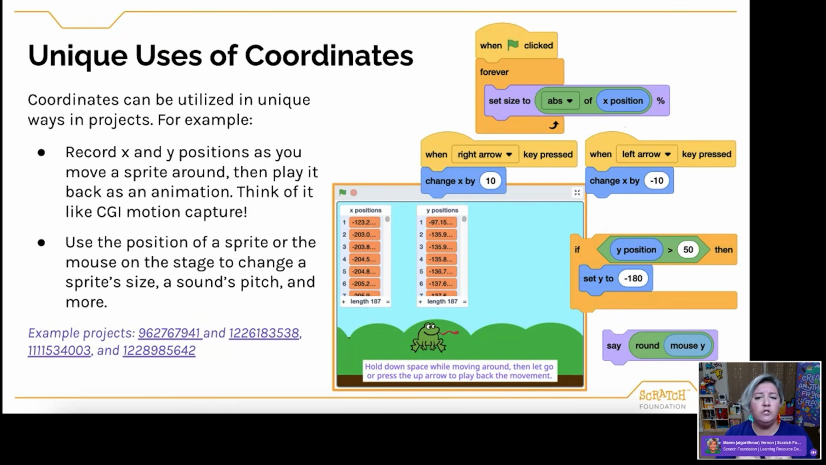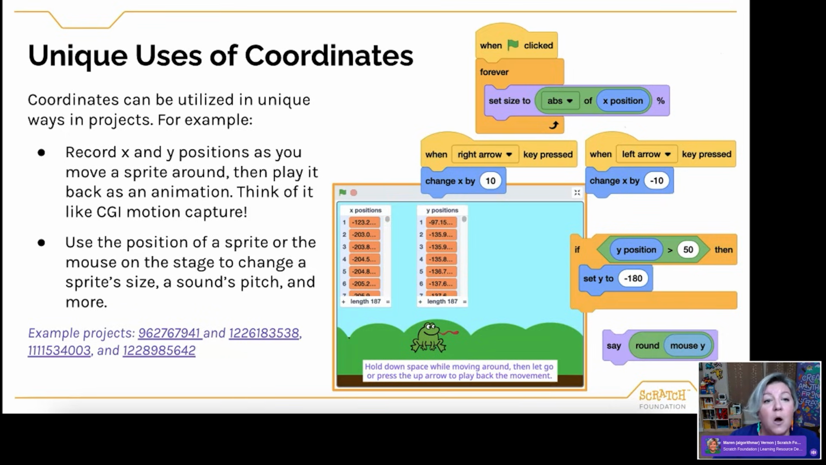But even just things like using the position of the sprite on the stage to change its size, or using the position on the stage to change the sound pitch, those are other fun ways that you can engage with Cartesian coordinates that aren't just about moving a sprite around. Now we're utilizing that data about where the sprite is on the screen in order to make something happen.